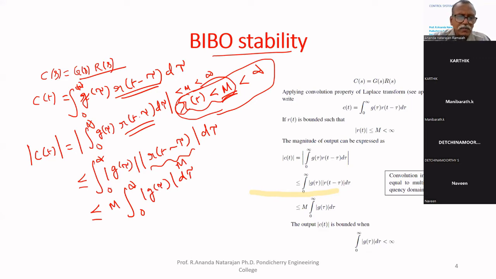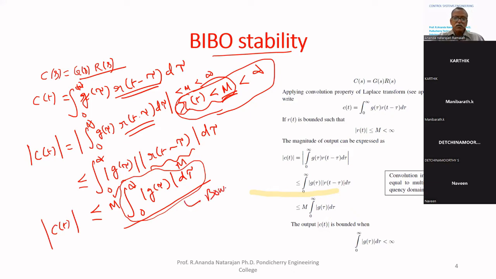When will this be measurable? M is already measurable. If this is also measurable, then the entire quantity C of T is measurable. C of T is measurable. If this is measurable, this is bounded, then C of T is bounded.